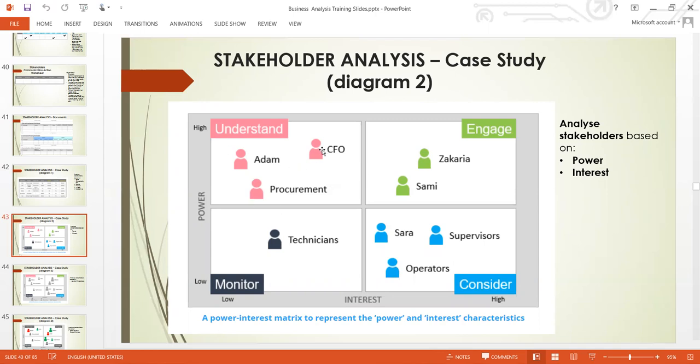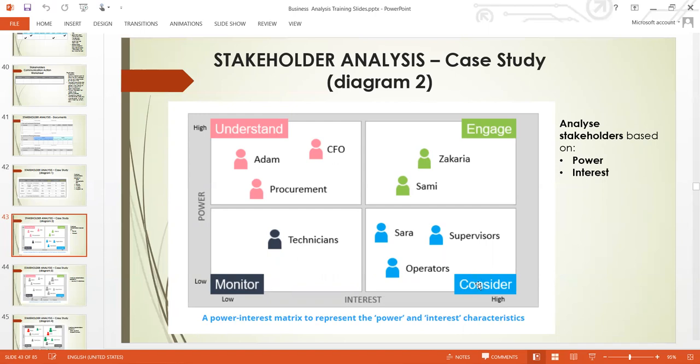So all the people that have high power and low interest should come under this red column. And those with high power and high interest should come under engage. And those with low power and low interest, these are the technicians, like I said, they should come under this monitor group where you monitor them. These are the people you prompt to do their job because they will want the project to last forever, which is not good for the project manager.